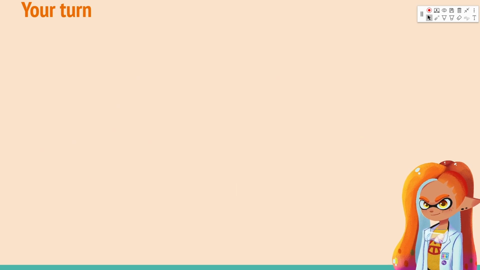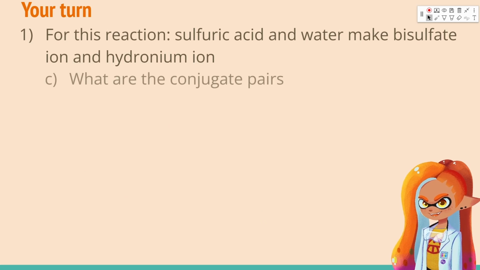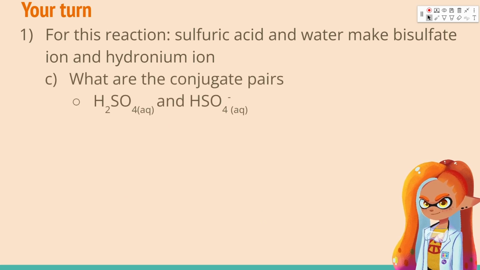Cool. Then we have the conjugate pairs, so you would need to list them. So one of the conjugate pairs is the sulfuric acid and the bisulfate ion. They're only different because they lost an H between the sulfuric acid and the bisulfate. So that's why they're paired together. And then you have the water and the hydronium. They're different by an additional H to that water, so that's why they are a pair.